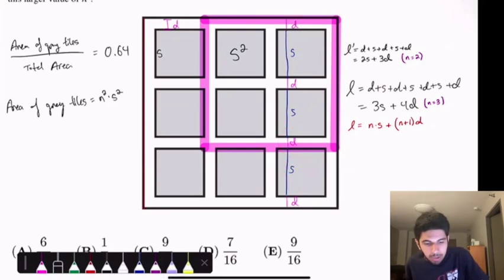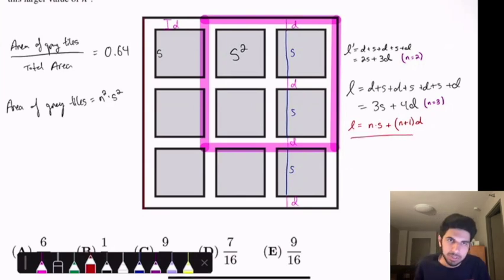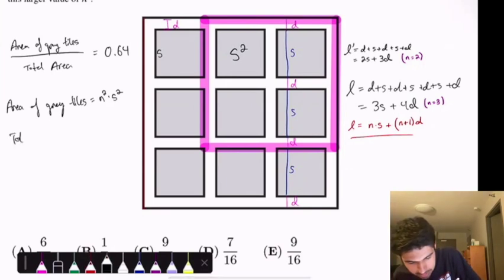So now we know that the side length of the large square is n times s plus n plus 1 times d, which means the total area is going to be that quantity squared. So it'll be (ns plus (n plus 1)d) squared.